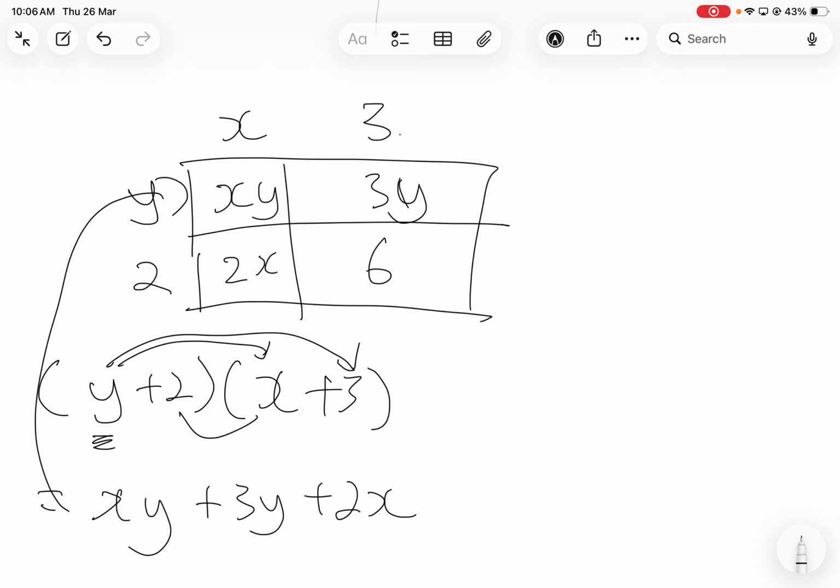Then finally this 2 multiply this 3 to get my 6. So I have these 4 portions added up to form the entire area of the rectangle. So this is how we do the multiplication of brackets. First term times first term, first term times second term.